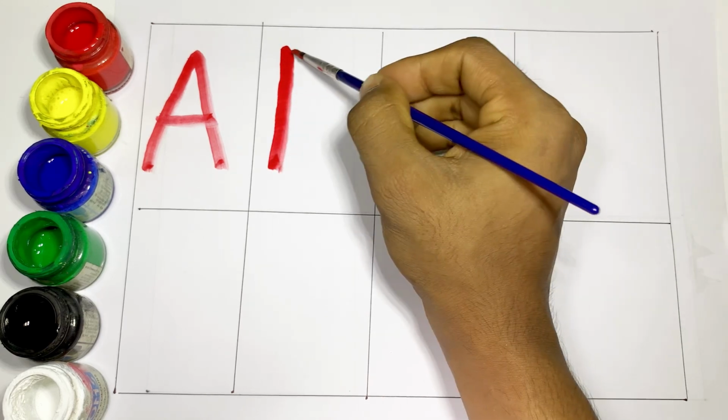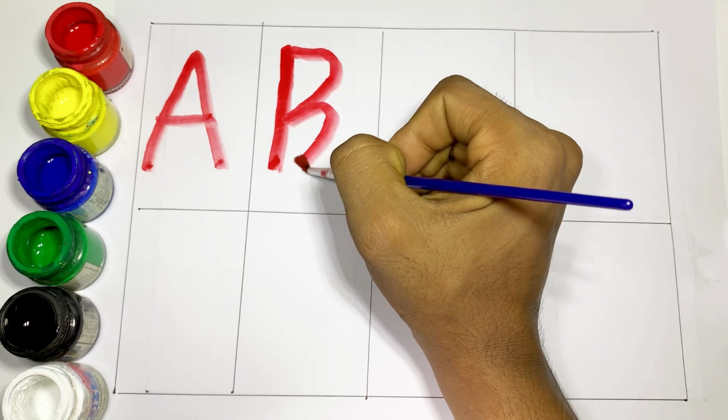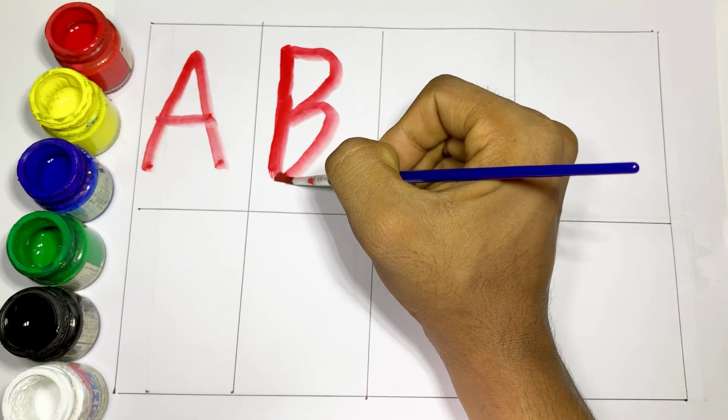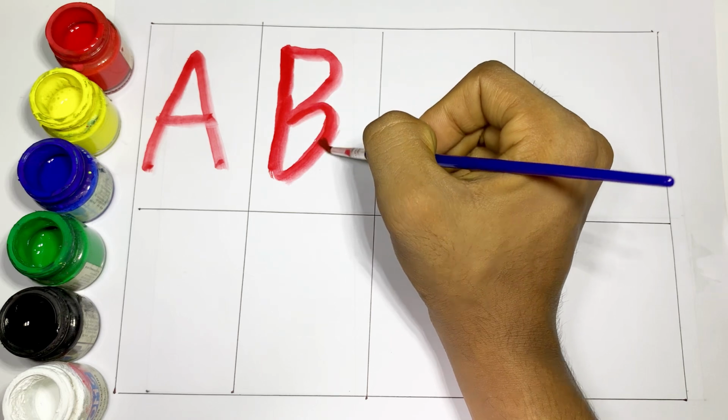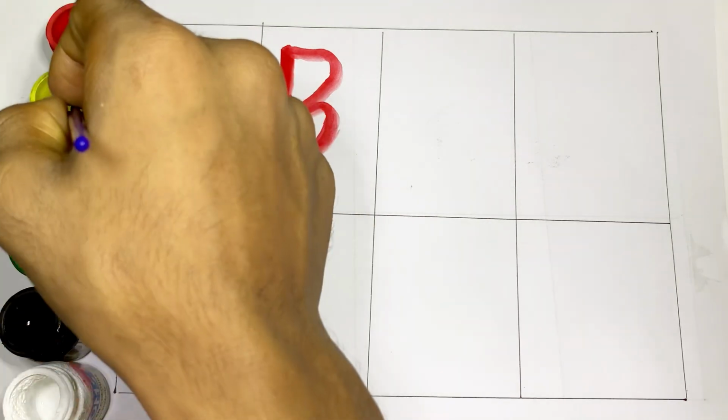B for ball, B for bat. The alphabet B. Next is C. C for cat, C for car, and here is yellow color.